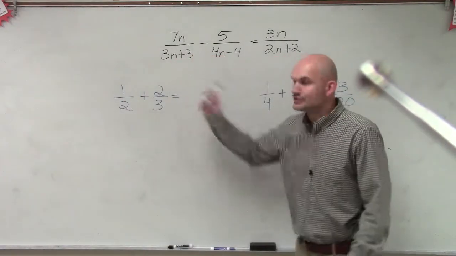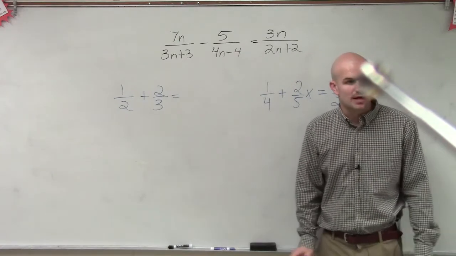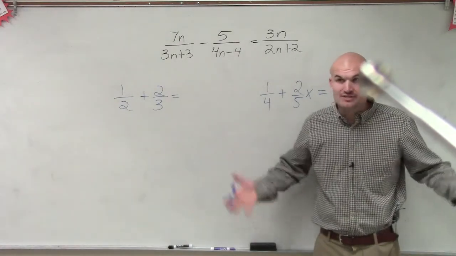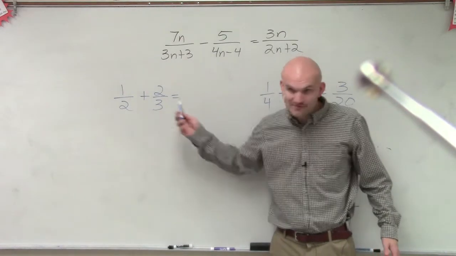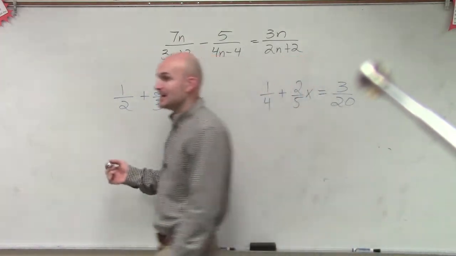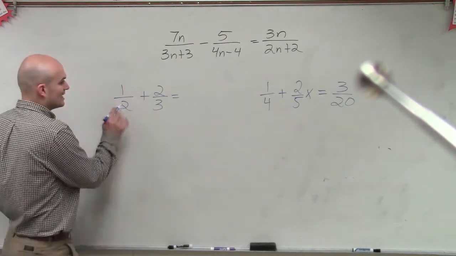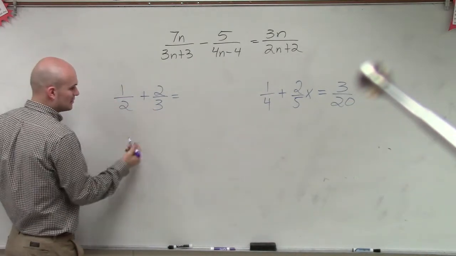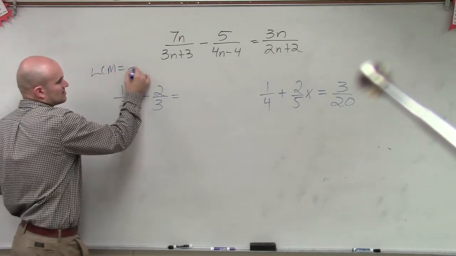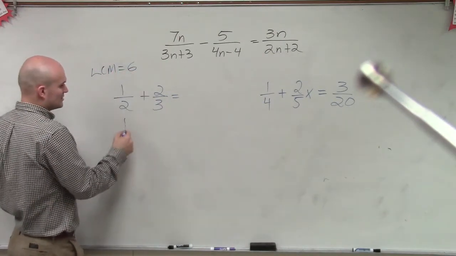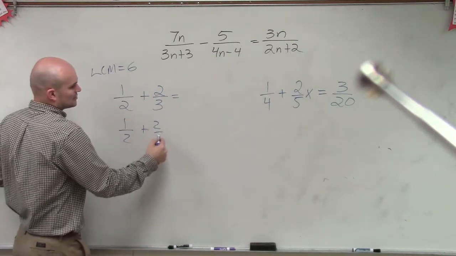Here, I'm trying to add two fractions, right? So to add two fractions, they have to have common denominators, right? They have to have common denominators. So to get common denominators, we multiply by an LCM, which in this case is 6.